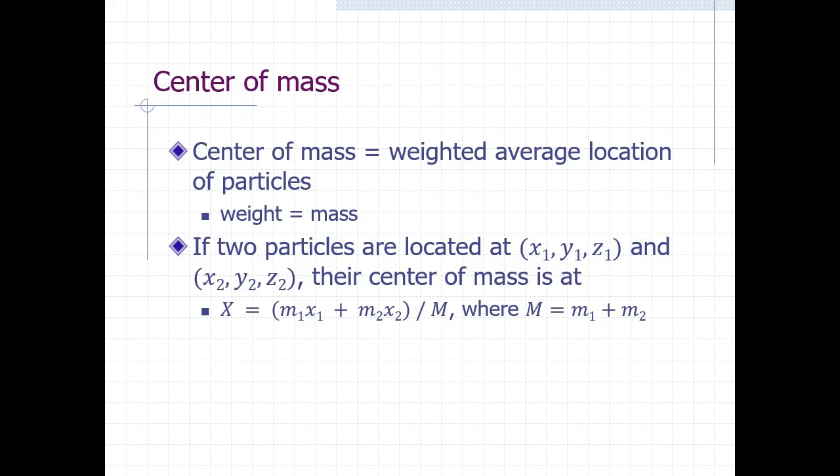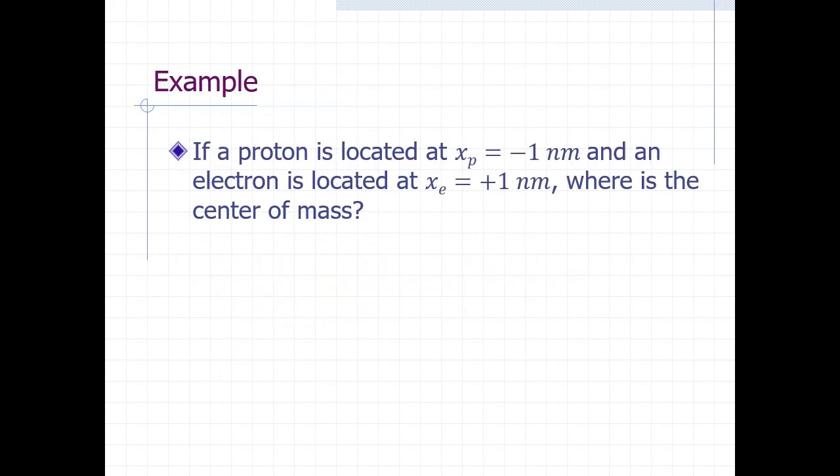The formulas for the y and z coordinates of the center of mass are similar. Simply replace x1 and x2 by y1 and y2, or by z1 and z2. Suppose we set up a coordinate system so that a proton is located at -1 nanometer and an electron is located at +1 nanometer. This means that, if we take negative locations as left of the origin, then the proton is 1 nanometer to the left of the origin and the electron is 1 nanometer to the right of the origin. Where is the center of mass of this two-particle system?